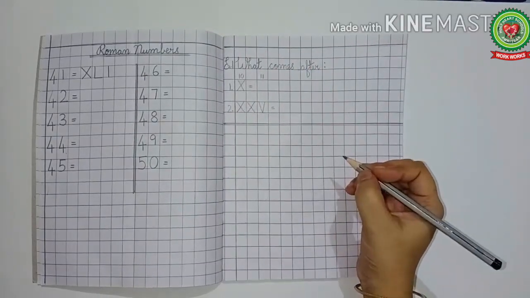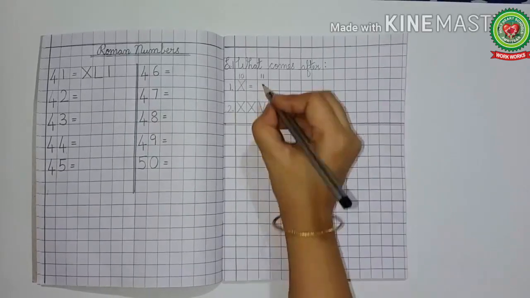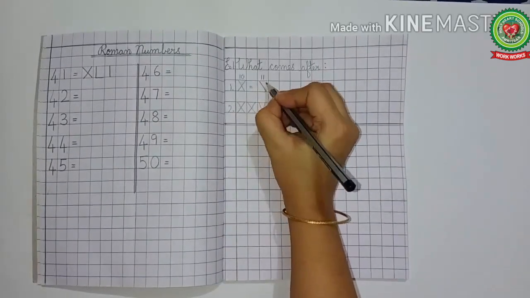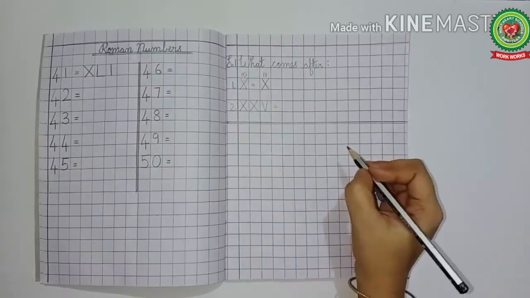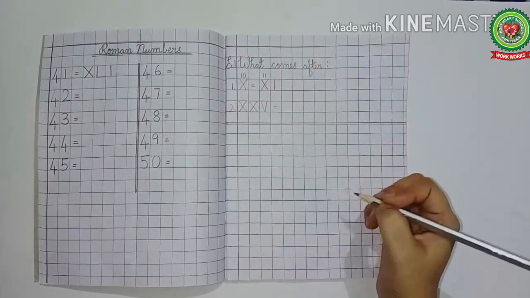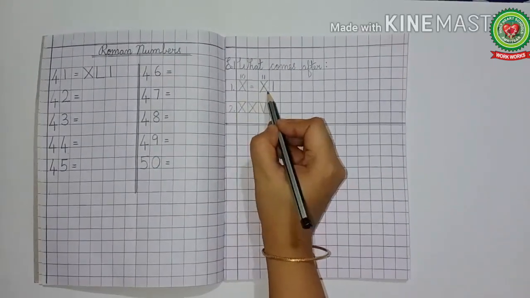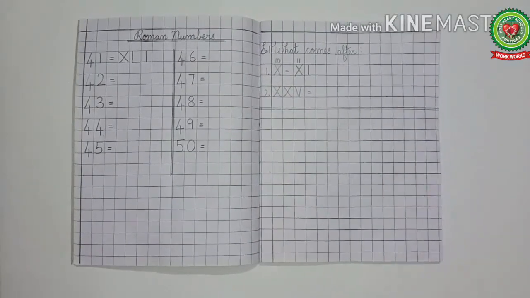Now how do we write 11? 11 means 10 plus 1. So how do we write 10? That is X. And how do we write 1? That is I. So what comes after 10? 11. Now let us see the next one.